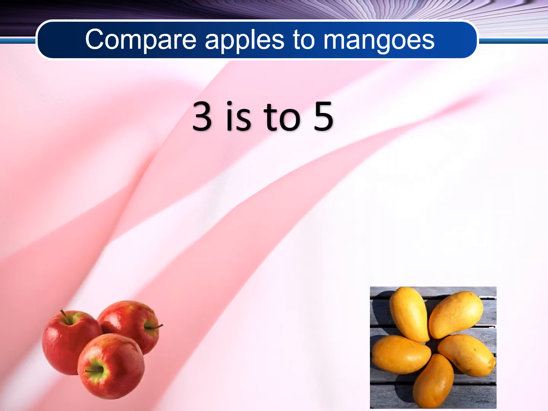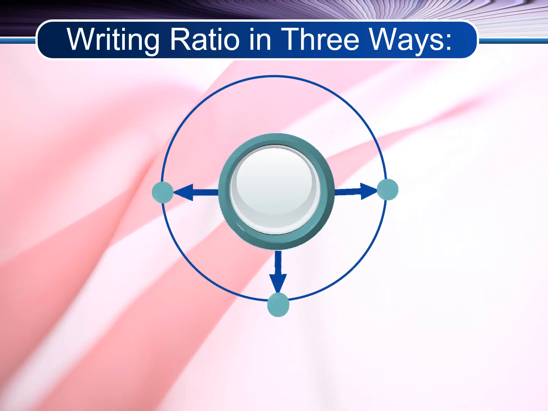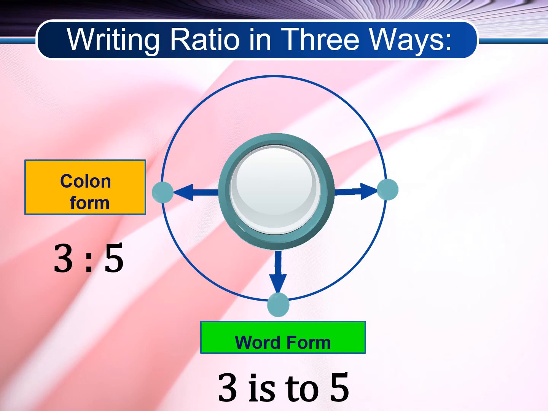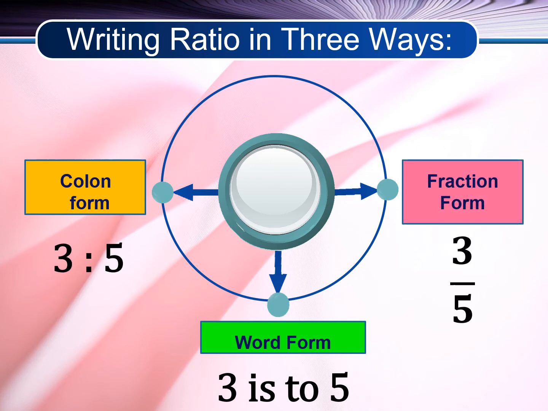Other ways to express such comparison is by writing them using colon or writing them in fraction form. Therefore, comparing the number of apples to mangoes can be expressed in 3 ways. So here are word form, 3 is to 5, colon form, still read as 3 is to 5, and fraction form, 3 is to 5.